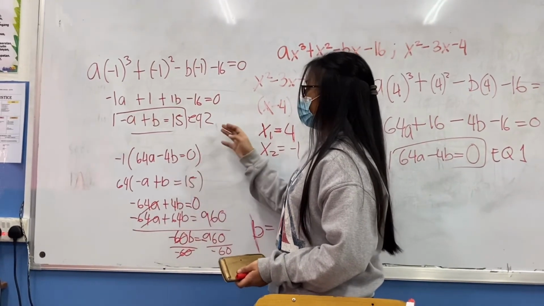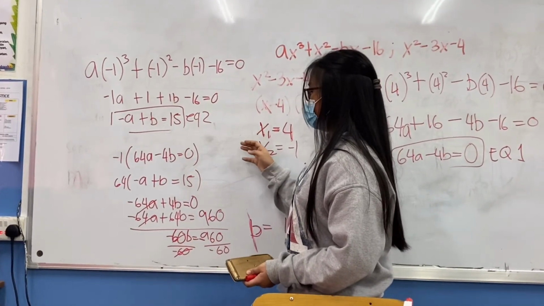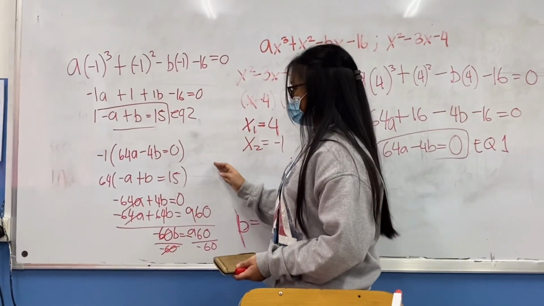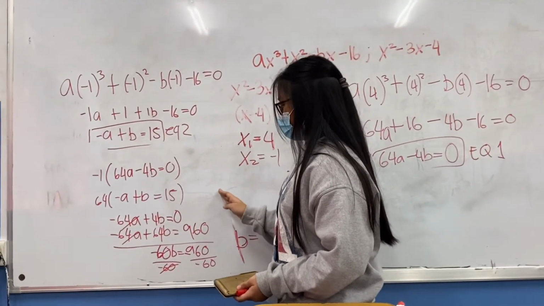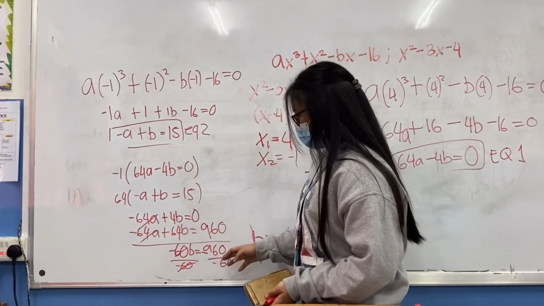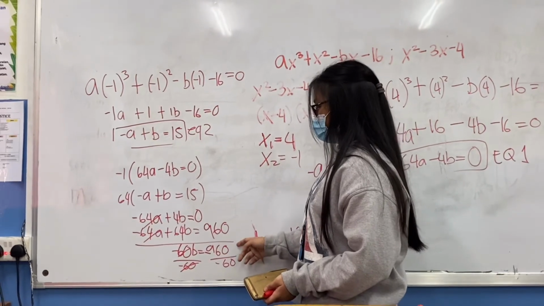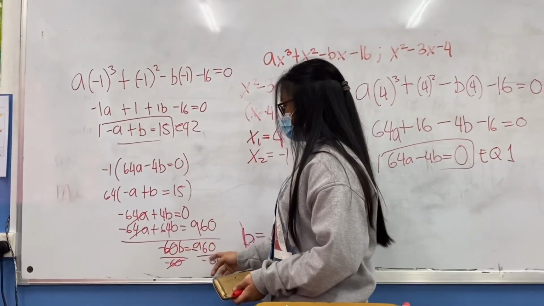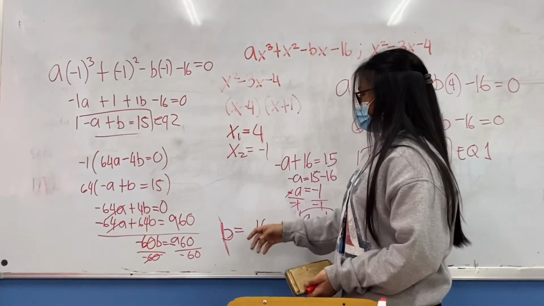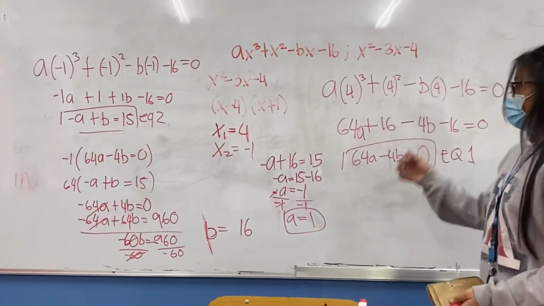Then 64 times 15 is 960. Then you subtract the two equations, you will get negative 60b equals negative 960. Then you divide both sides by negative 60 to get b, which is 16. Okay, very good. B equals 16.